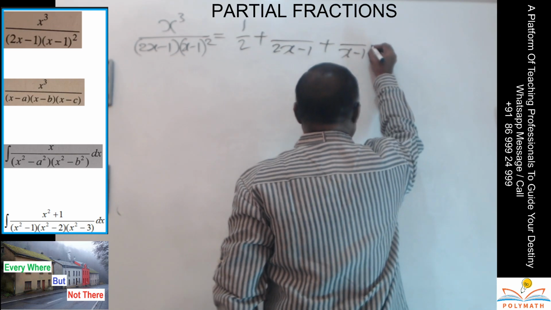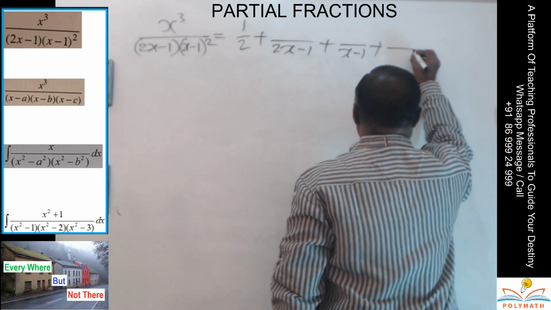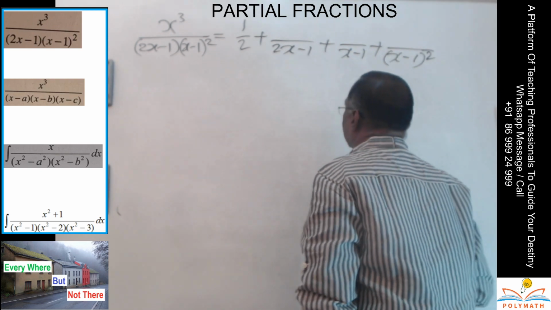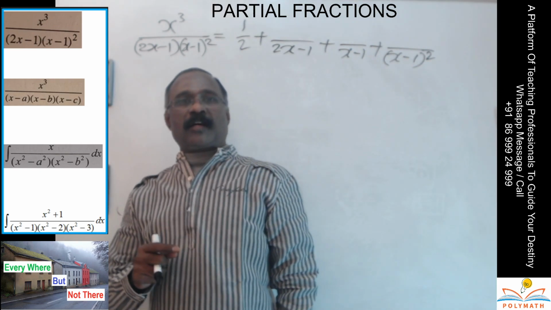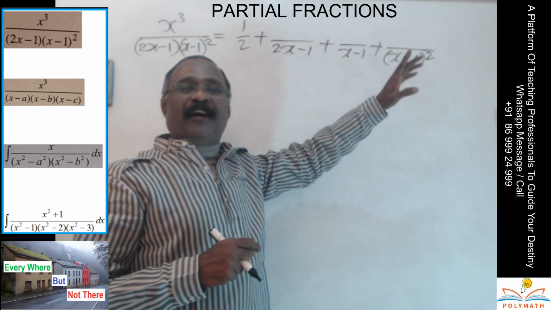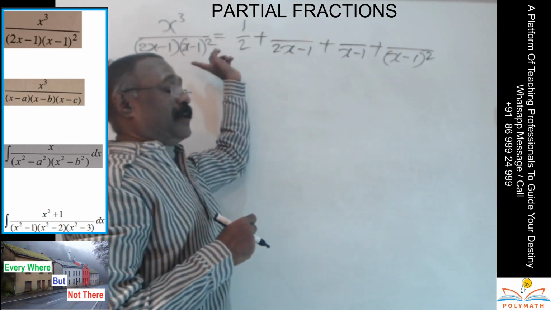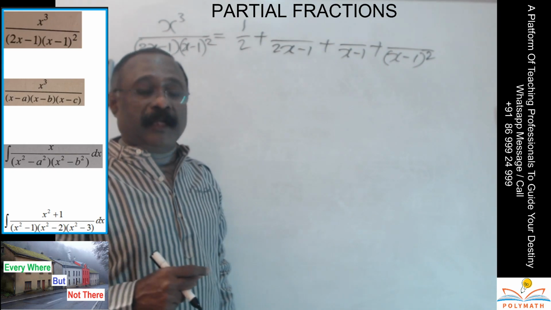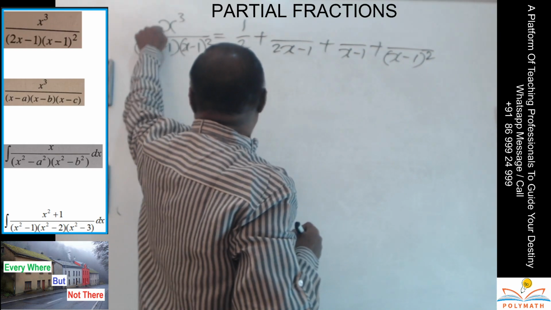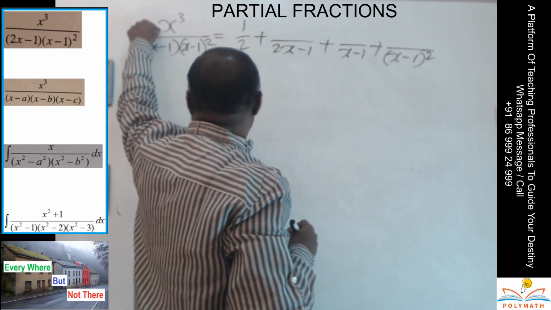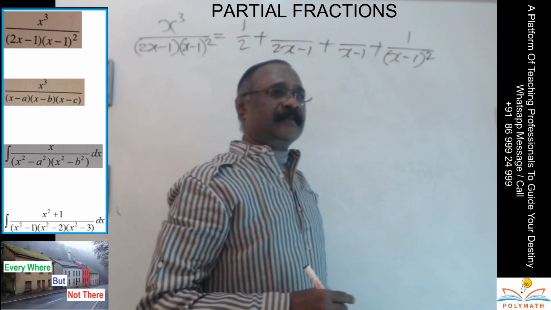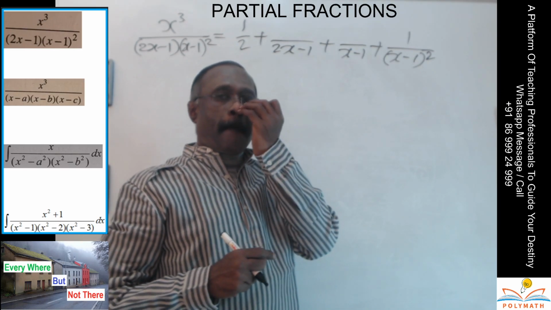It is x minus 1 whole square. See that, please. What is the technique I taught you? The technique I taught you, everywhere but not there, can be used for the higher degree also, in the repeated linear factors. Put x equal to 1. Everywhere but not there. x equal to 1, 1 by 2 minus 1, it is 1. Done.